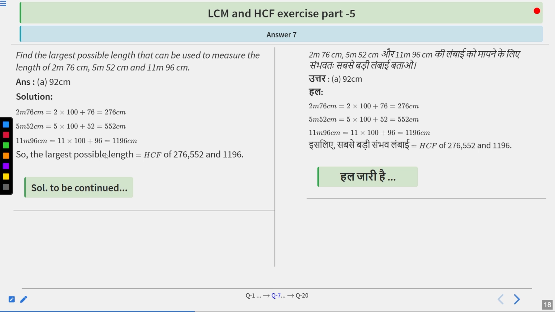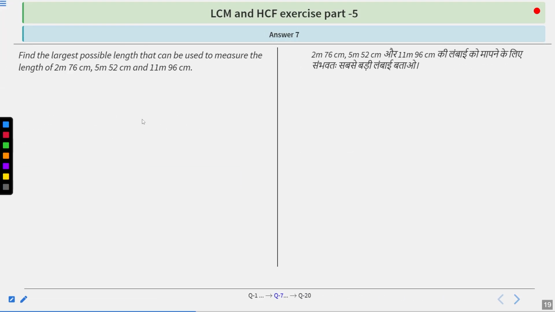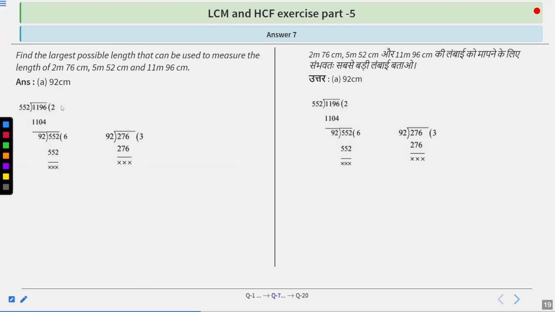Now to find the largest possible length, we have to find out the HCF of 276, 552, and 1196. Now we will divide 1196 by 552. So 552 twos are 1104, remainder is 92. Again dividing the previous divisor, that is 552 by 92, we get 92 sixes are 552, so remainder is 0.